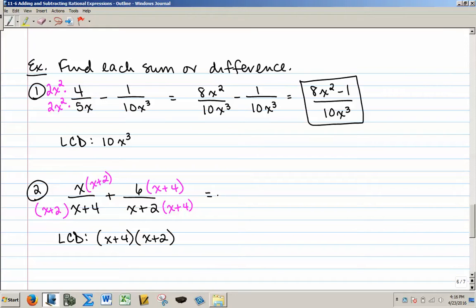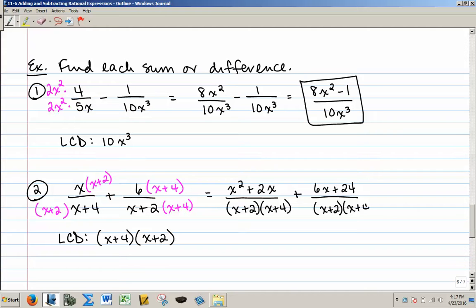So now what I'm going to have is, I'm going to go ahead and distribute here. The x times the x plus 2 is going to give me an x squared plus 2x over my common denominator of x plus 2, x plus 4. And for my second fraction, I'll distribute the 6, and that will give me 6x plus 24 over my common denominator of x plus 2, x plus 4.